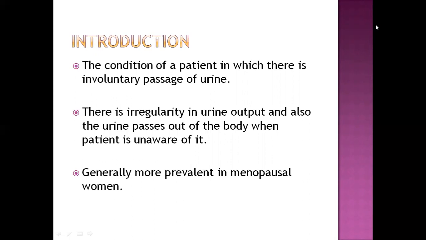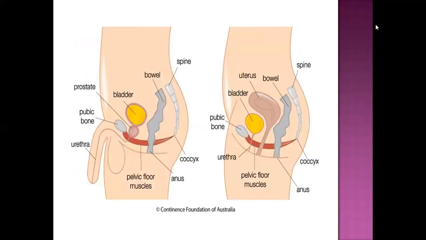For introduction, there is irregularity in urine output in patients who have urinary incontinence, and urine also passes out of the body when the patient is unaware of it. It is generally more prevalent in menopausal women because during menopause there is a lack of estrogen hormone in the body, and because of this lack many of the muscles of the body become unable to function like in the previous age. So it is seen mostly in menopausal women.